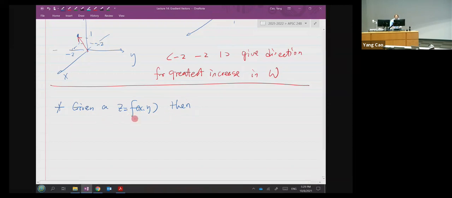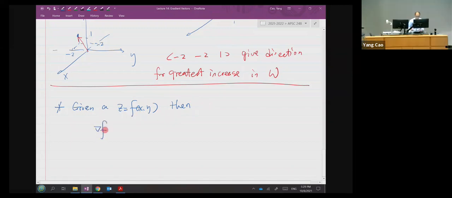So given a function of two variables, if you calculate the gradient vector, this gradient vector is perpendicular to the level curve. So what's the level curve? A level curve means when you let z equal to a constant, then you create a level curve.